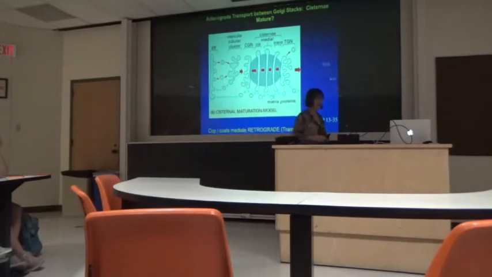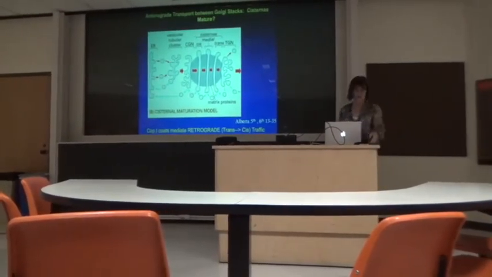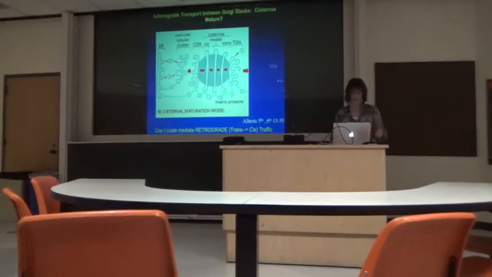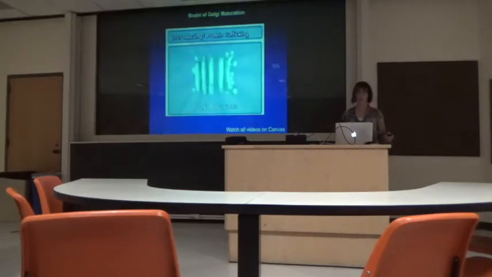Okay, so let me show you a movie that visualizes this maturation model and what's going on. I usually take out the sound, but I think in this case it's useful. So this is a movie explaining how proteins go through the Golgi apparatus and this maturation model. We have this movie as well as other movies on Canvas in the different modules that you can look at to visualize what we're describing in class.